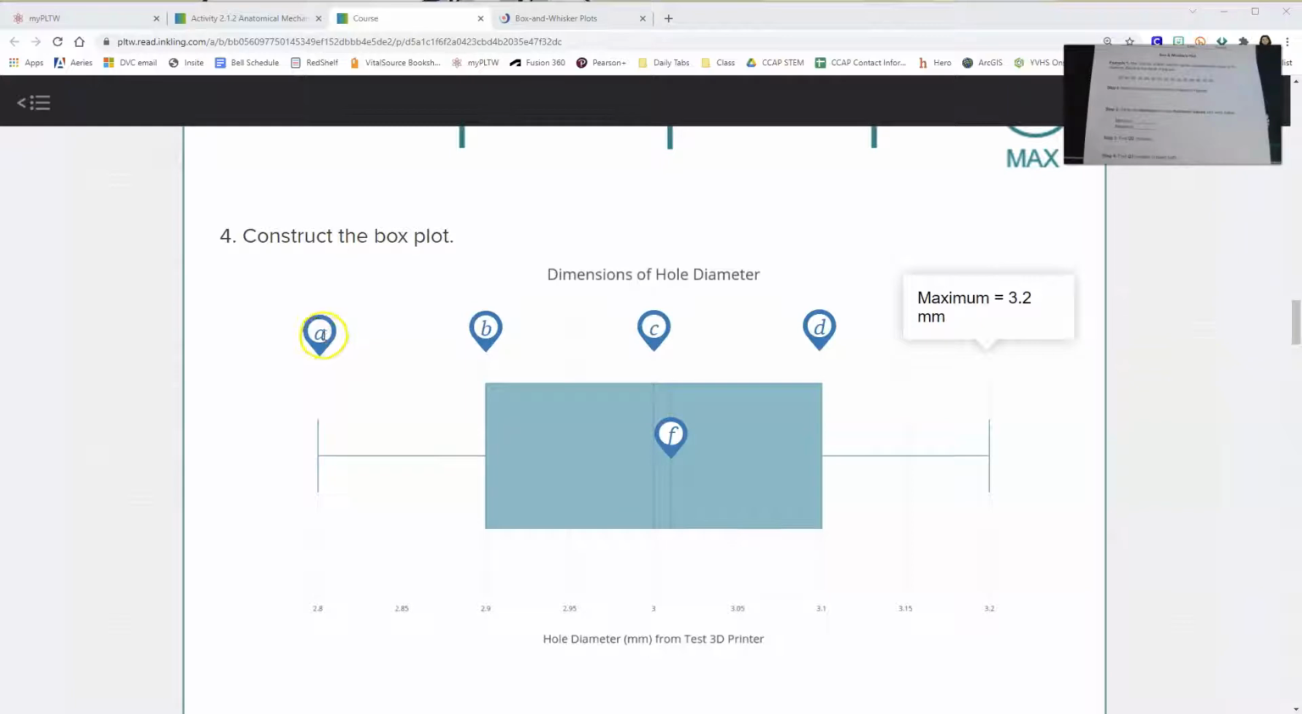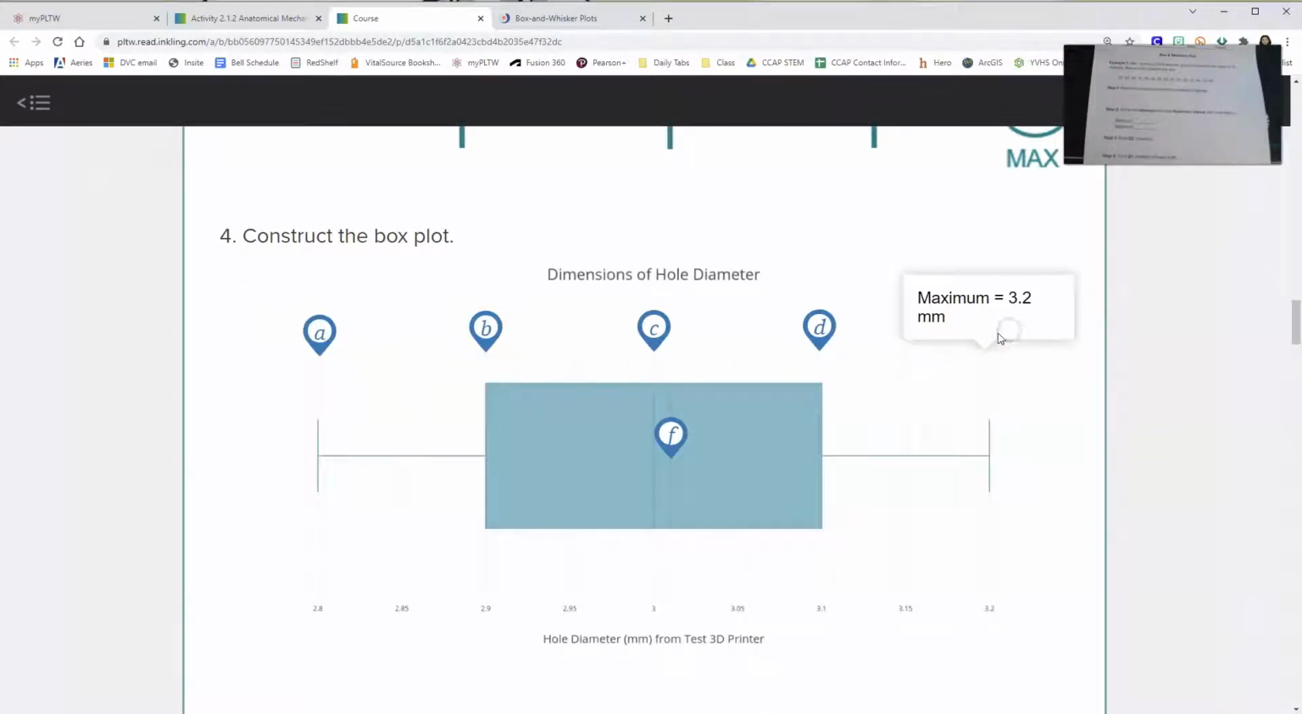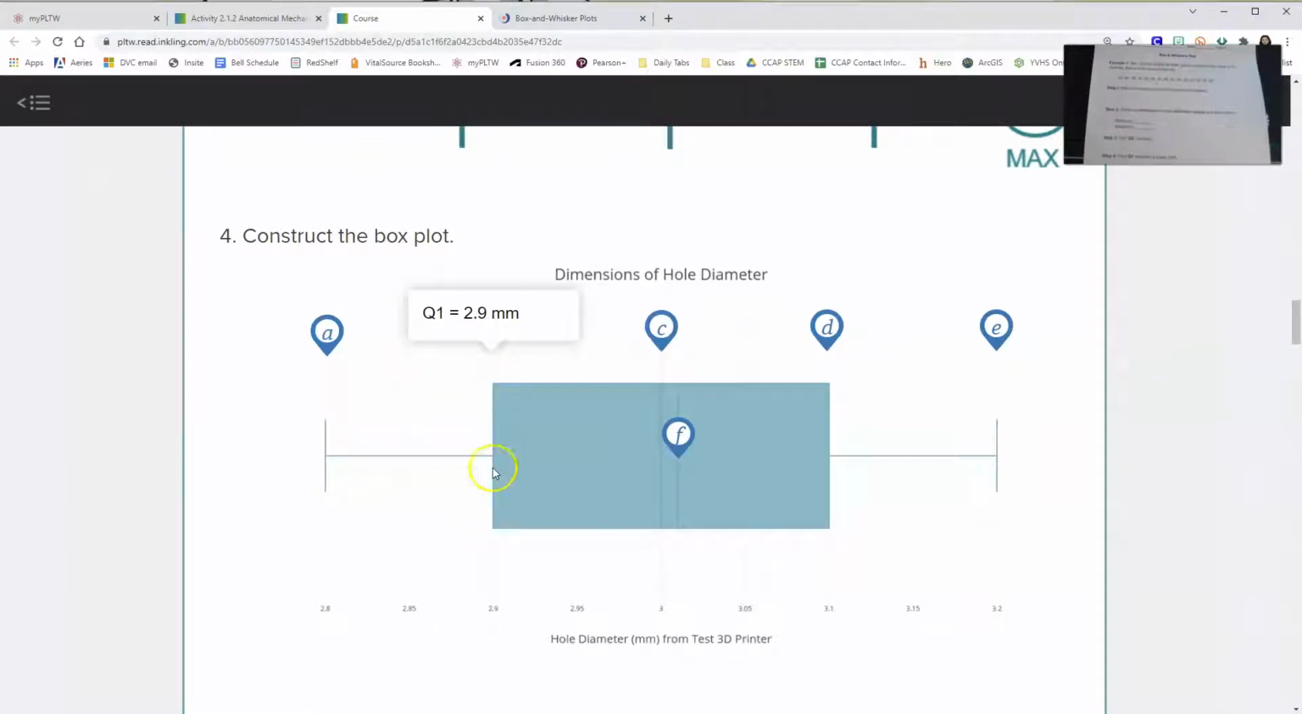And so as you can see, this first one here is the minimum, which is represented by 2.8 millimeters. And then the largest number is 3.2 millimeters, which is at the very end of your box plot. And then the left part of your box, defining your box, is Q1 or first quartile, which is 2.9. And the right wall of your box is Q3 or 3.1. And the middle line that bisects your box is the median or second quartile or Q2.